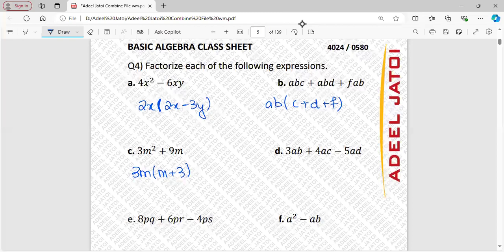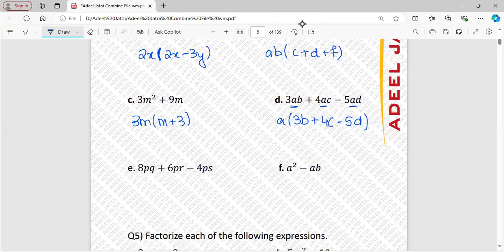So what do we have common here? We can see that A and B is here, A and C is here. So obviously we can see A as common in 2 terms. And here we can also find A as common. So if we take A as common, what are we left with? 3B plus 4C minus 5D.